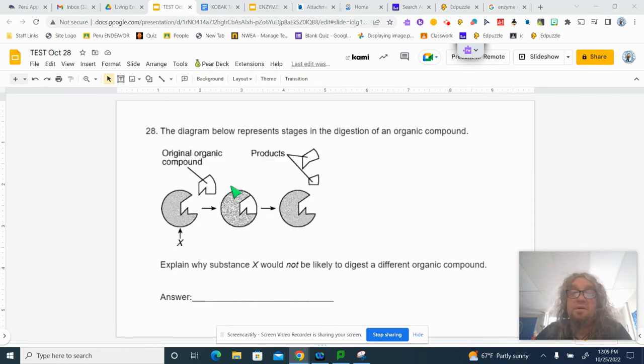28. Another constructed response. The diagram below represents stages in the digestion of an organic compound. Explain why substance X would not be likely to digest a different organic compound.